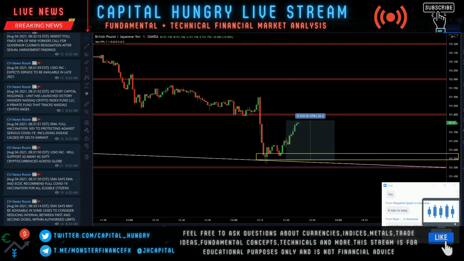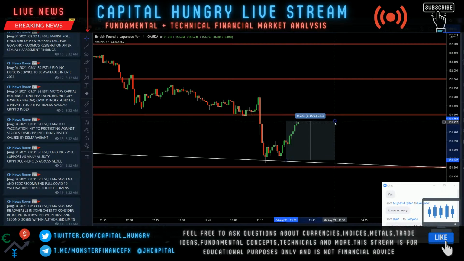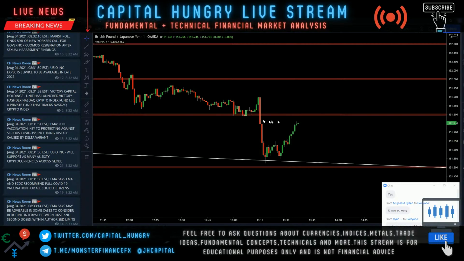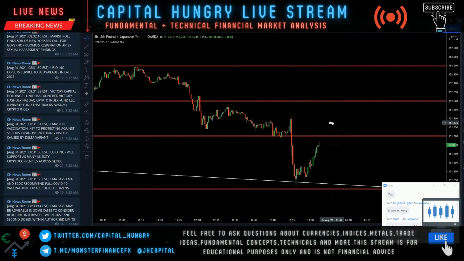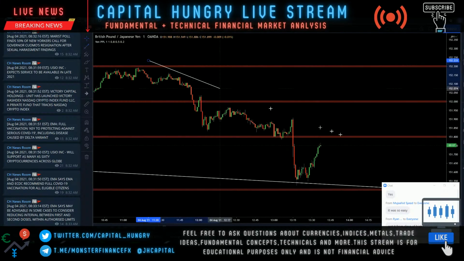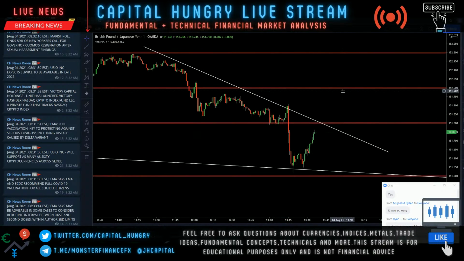Hold your runners risk free. The next set of buys is going to be if we get a break and retest above 151.800. Otherwise, if you do not get that breakout above 151.800, you have to be mindful of this lower time frame structure that's still intact here.